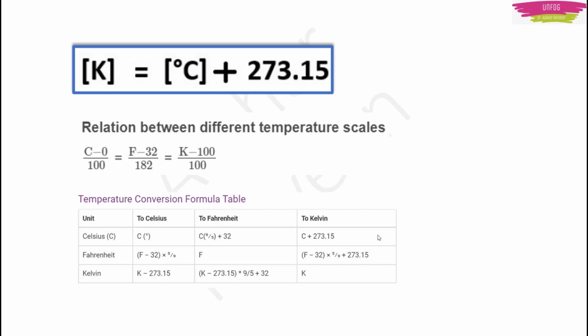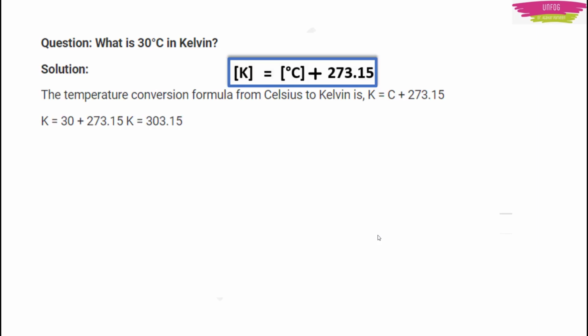Now let's solve the numericals based on this. First question is, what is 30 degrees centigrade in Kelvin? As I told you, you have to just add 273. If you add this 273 to this 30 degrees, then you get the value 303 approximately, which is in Kelvin.